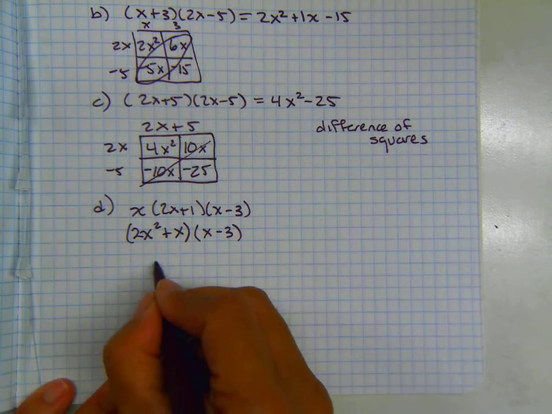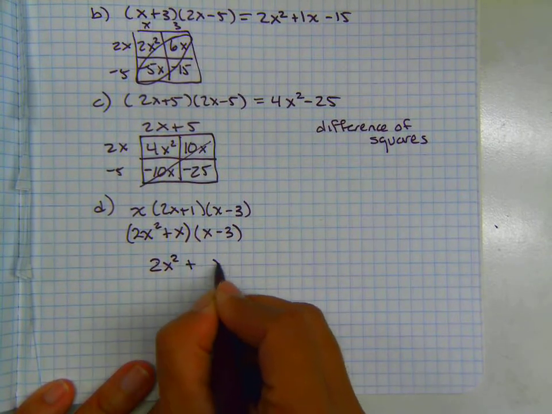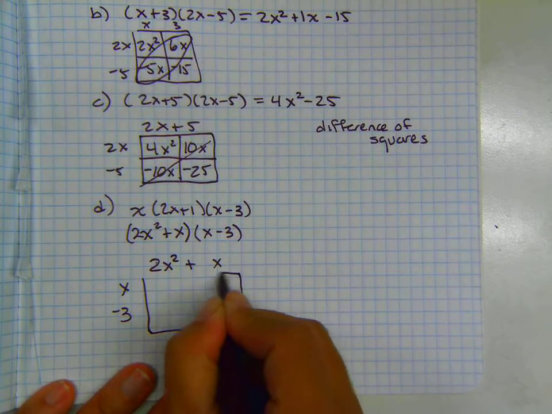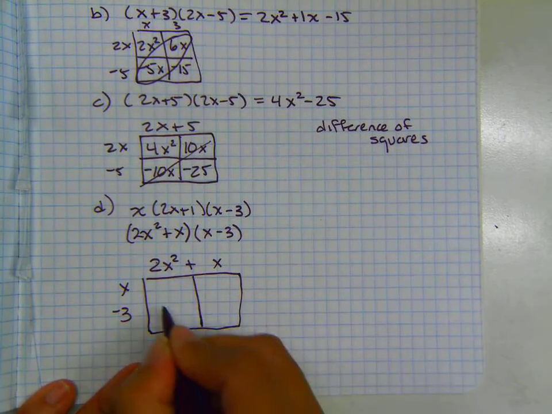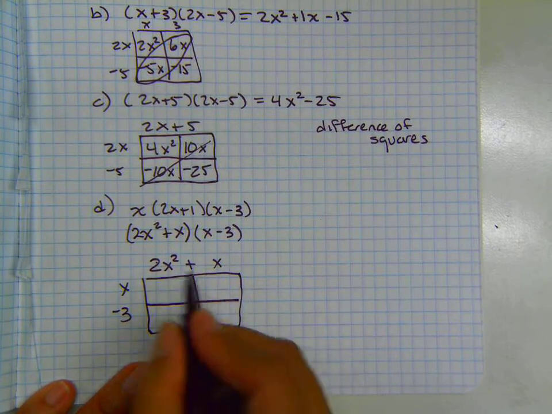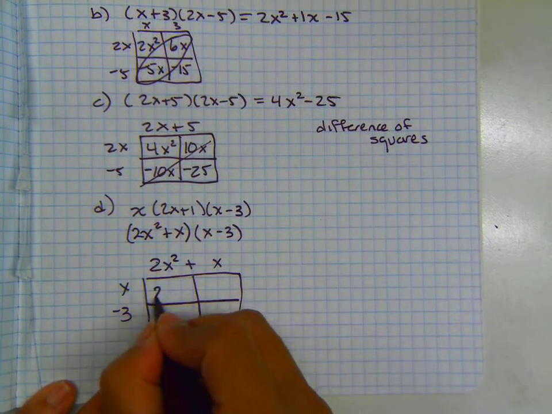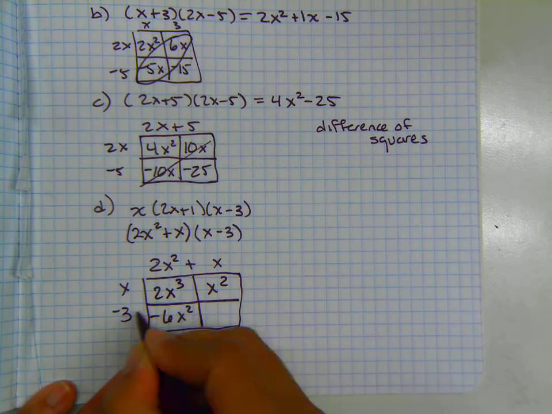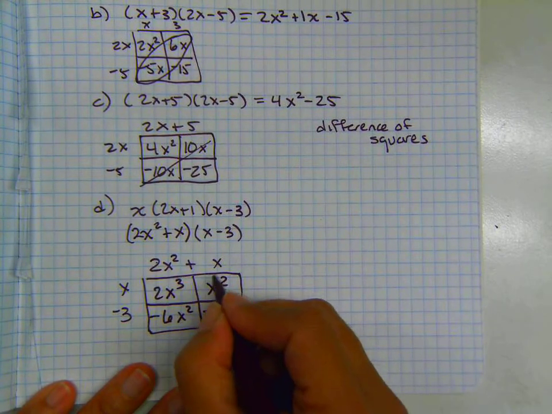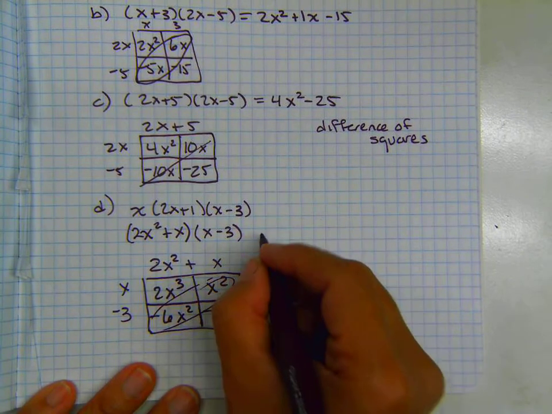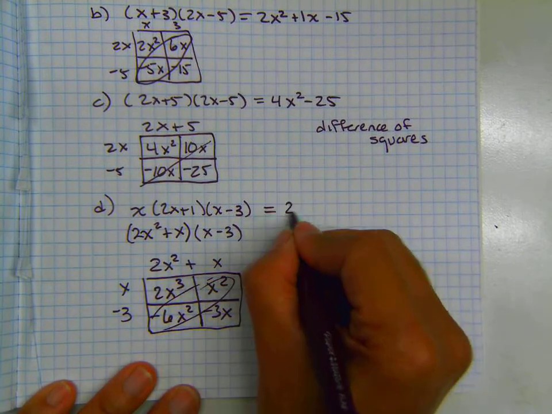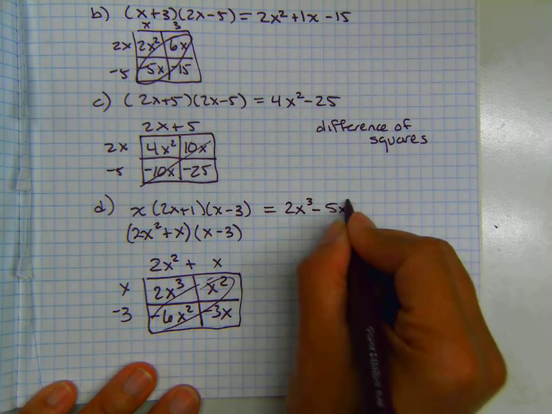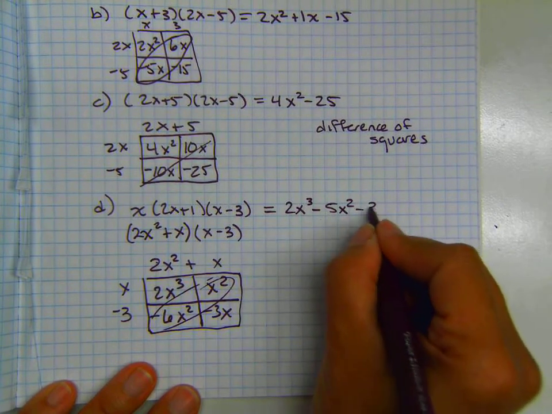Now it becomes a problem you already know how to do by using a box. And that's kind of a typical process in math. Go back to what you already know and do it in pieces. So this is 2x cubed, x squared, negative 6x squared, and negative 3x. Again, combine like terms, and I'm left with 2x cubed minus 5x squared minus 3x.